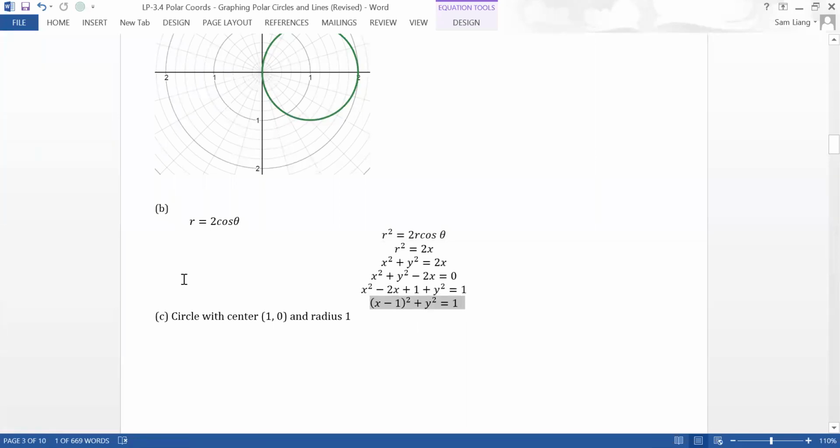The last part of this worksheet was to identify the graph. It's a circle with center 1, 0, x coordinate 1, y coordinate 0, and radius 1, since 1 is r squared, so r would be 1.